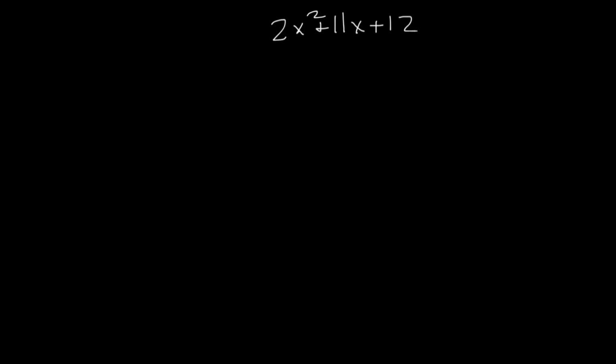As you can see, we have no common factors, so the only way is to find AC. That would be multiplying 2 and 12. The product of these two numbers is 24. Now we know that the only two numbers that when multiplied equal 24, but when added equal 11, are 8 and 3.